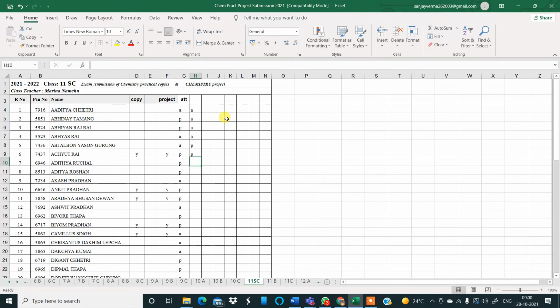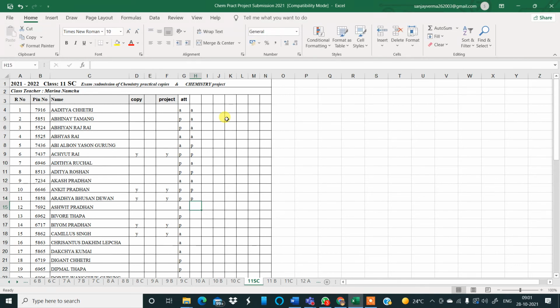Aditya Ruchal, absent. Aditya Roshan, present, sir. Okay. Then after that, Akash Pradhan, absent. Ankit Pradhan, present, sir. Then Aradhya Bhushan Devan, absent. Present. Please don't speak for somebody else. If your name is not called, do not speak.